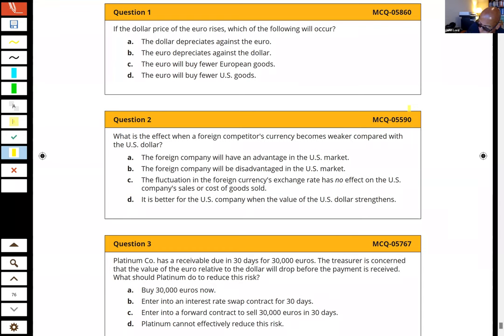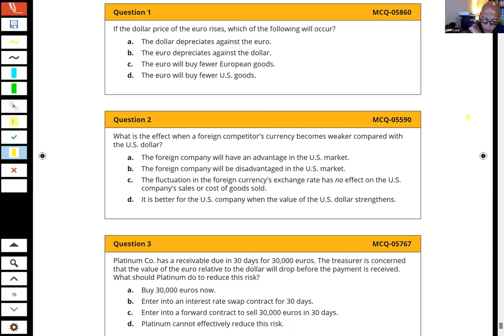Now, when I look at these kinds of questions, and again, remember we had those little arrows that were showing the way different things affect. I look at this and think, if the dollar price of the euro rises, which of the following will occur? If the dollar price of the euro rises, that means it will take more dollars to purchase euros. And the opposite of that is fewer euros to purchase dollars.